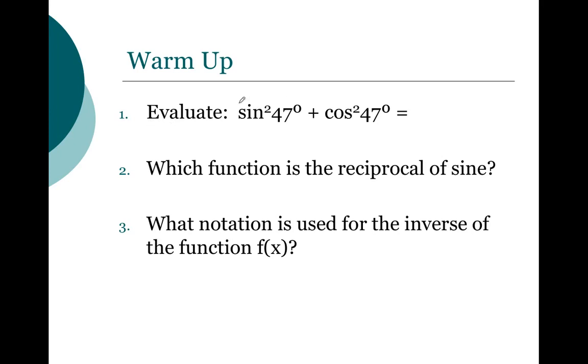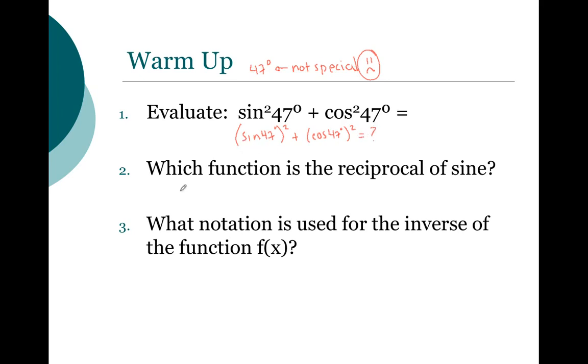Evaluate sine squared of 47 degrees plus cosine squared of 47 degrees. 47 degrees? Not special, right? It's not one of our unit circle values. It's not a special angle, so we don't know. And remember that this is the same thing as saying sine of 47 degrees squared, right? Like you're not squaring the 47, you're squaring the sine of 47 plus cosine of 47 degrees squared, and we want to figure out what that equals.